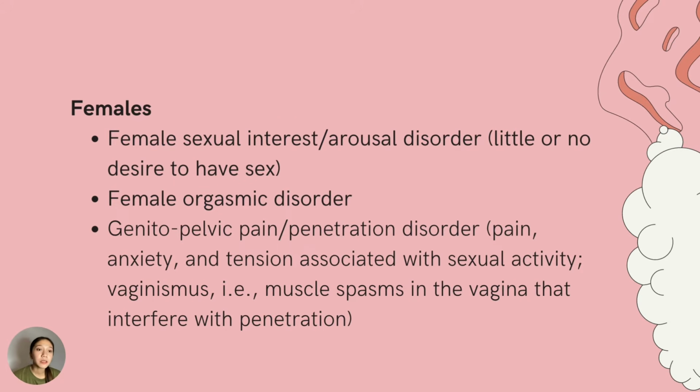And then, genitopelvic pain penetration disorder. So, pain, anxiety, and tension associated with sexual activity, vaginismus, for example, muscle spasm in the vagina that interfere with penetration. Nagko-contract yung pelvic ng isang babae kapag nag-intercourse na. So, di ba, parang masakit din yun sa lalaki kapag biglang lumiit yung ng babae. Yan. So, that will also cause a problem with your partner.